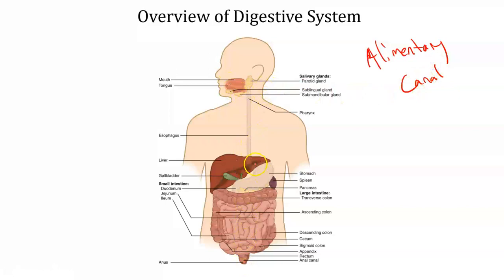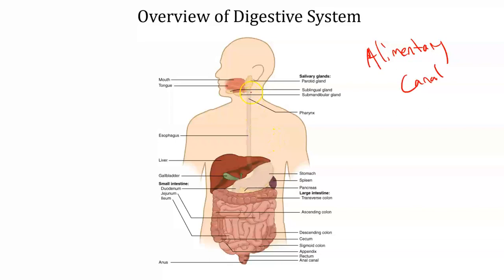And along the way, there's going to be different extensions, different morphological features. We'll talk about those on our tour of the alimentary canal. But in general, it's all the same type of tube. There's very similar features all the way down in terms of the composition of the tube and how it's arranged.